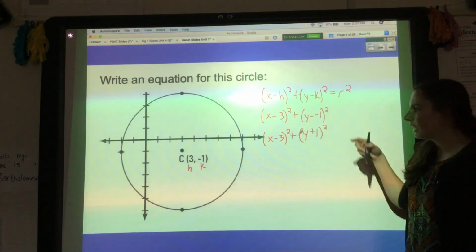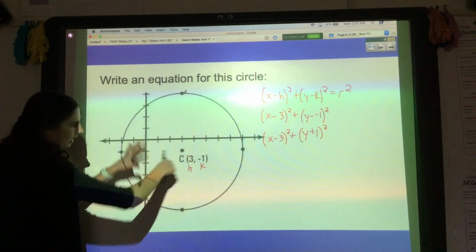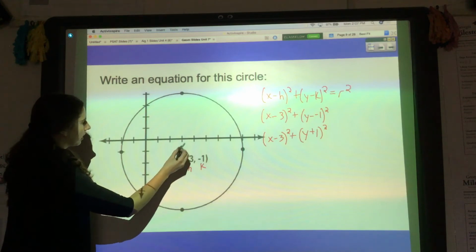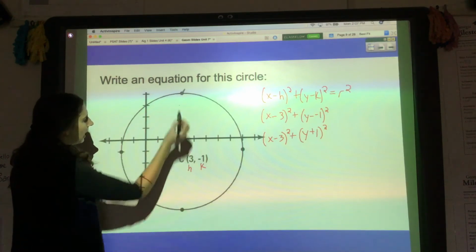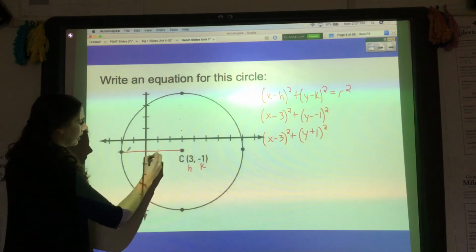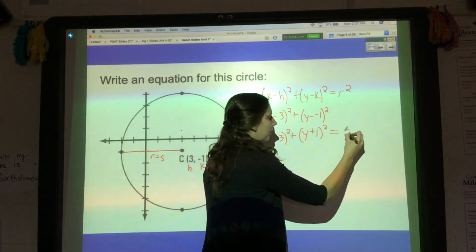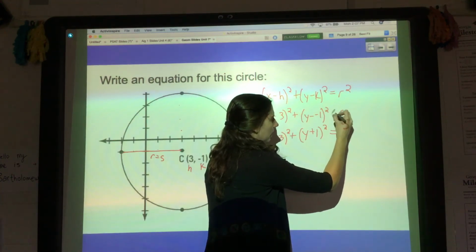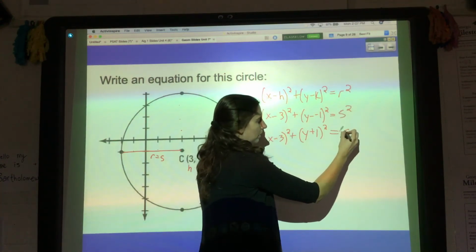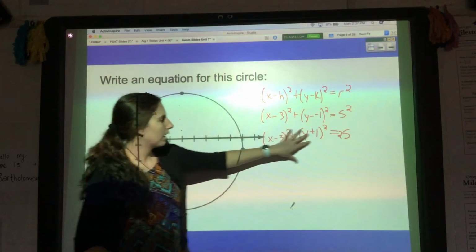And then the radius, I'll need to just kind of count here. How far is it from the center to any point on the circle? It looks like it's 1, 2, 3, 4, 5. Let's just make sure. 1, 2, 3, 4, 5. Yeah, so the radius is 5. So on the end of my equation, I'll put 5 squared, which is actually 25. So this is my equation for this circle.